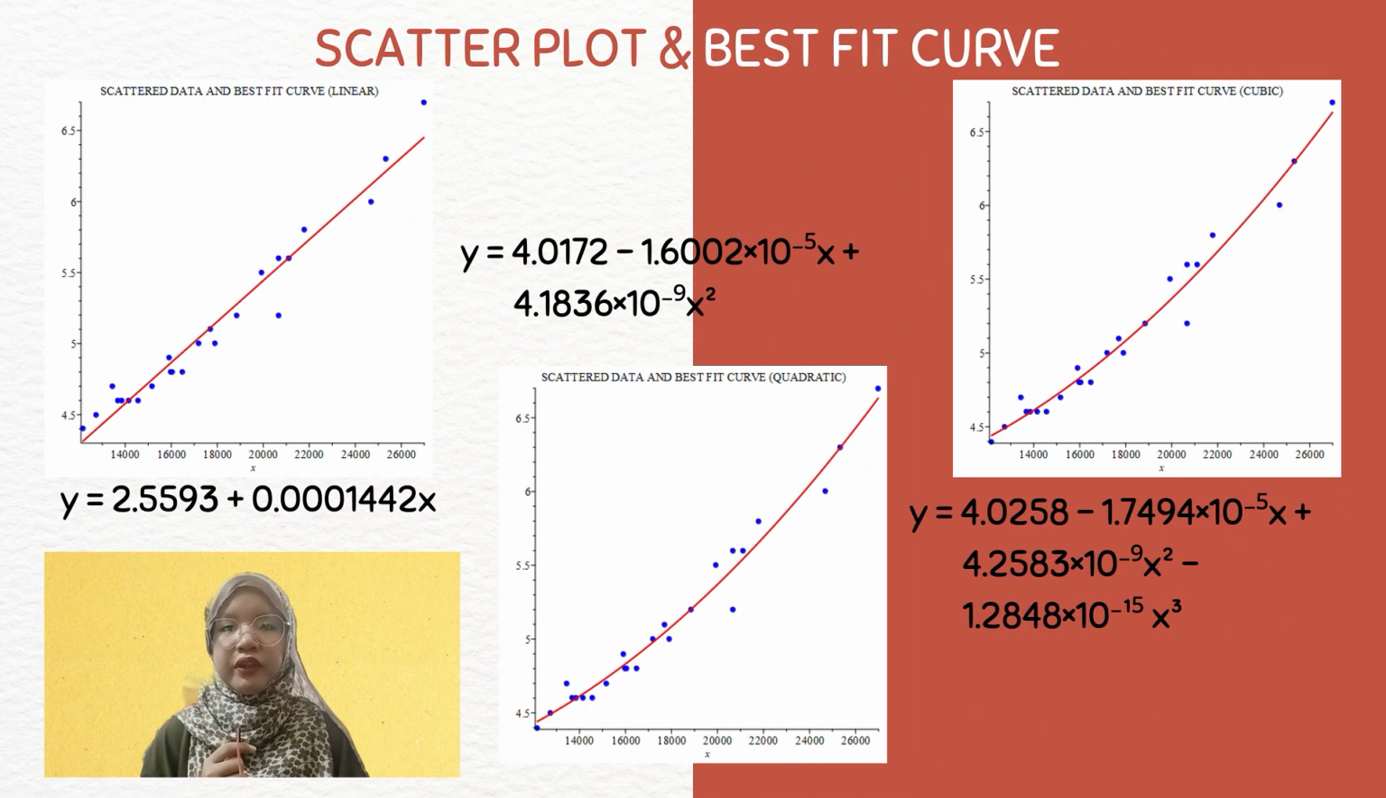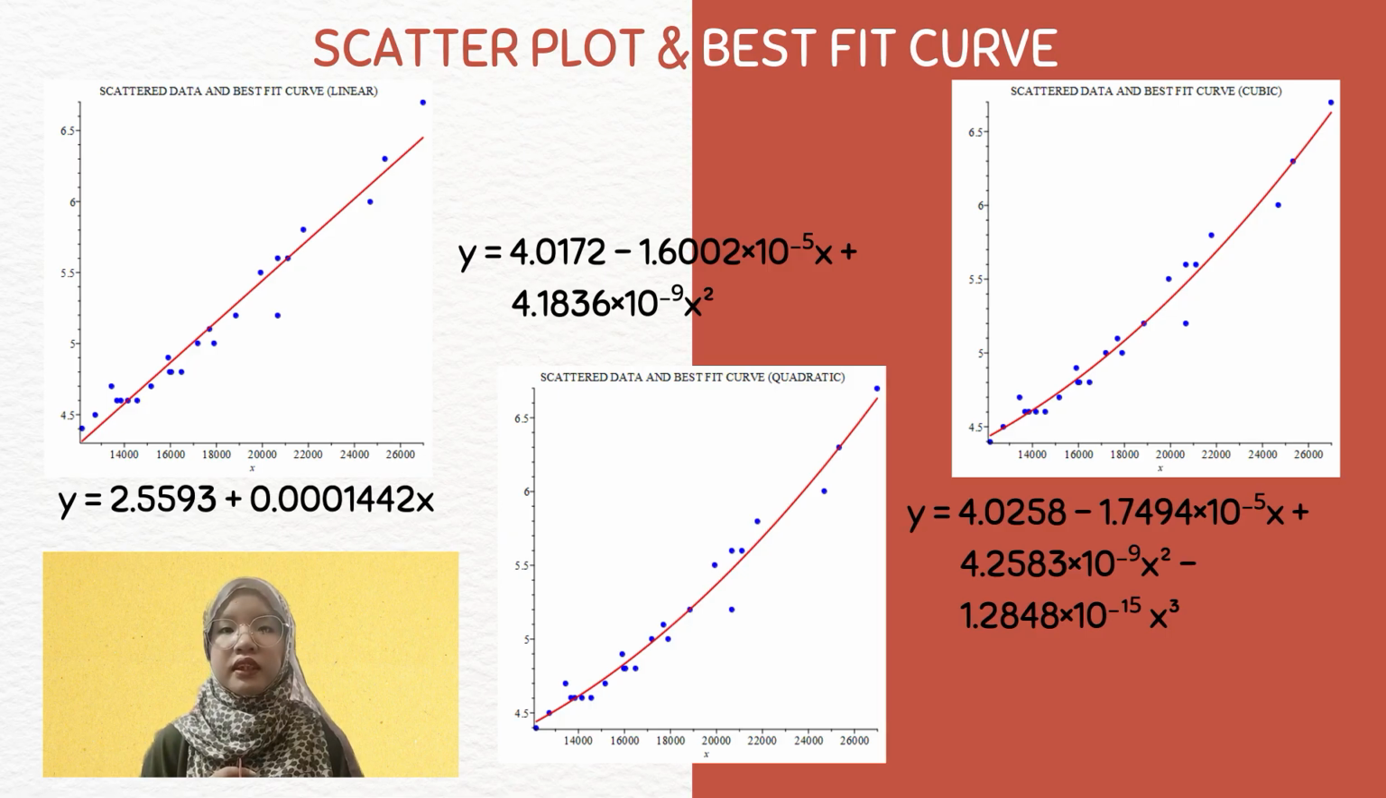For the first graph, we plotted the linear best fit curve together with the scatter points of real data. The linear curve is represented by the equation y equals 2.5593 plus 0.00144x. In this graph, the x-axis shows the number of deaths in Johor and the y-axis is the crude death rate. When we observe the linear curve, we can see that it shows a general increasing trend, which matches the yearly increase in crude death rate. However, because the data has some fluctuations, the straight line cannot follow certain changes.